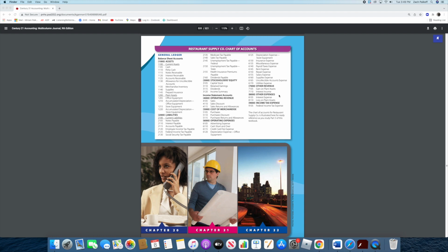All other expense accounts will have 4-digit numbers beginning with 8. As you can see, we have the other expense accounts listed right here. And lastly, all income tax expense accounts will have 4-digit numbers beginning with 9. As you can see, we only have one income tax expense account, and it's listed right here. It says that the chart of accounts for Restaurant Supply Company is illustrated here for ready reference as you study Part 3 of this textbook.